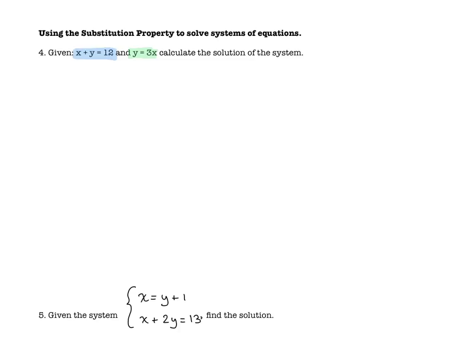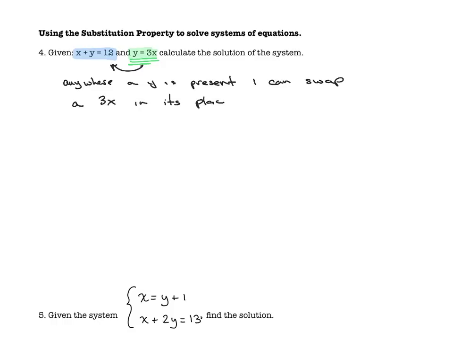So what we're going to do here is take this statement of equality and throw it into that problem. So basically what this means is anywhere a y is present, I can swap a 3x in its place. Okay, so let's do that. So I go to this problem. I'm going to write it out.